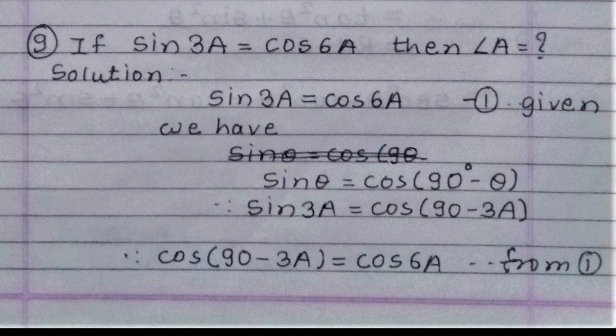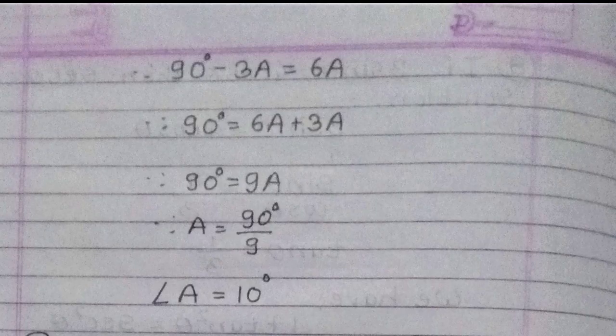So a simple equation, that is 90 degree minus 3A is equal to 6A. So 6A plus 3A is 90 degree. So 9A is equal to 90 degree. So A is equal to 90 upon 9, that is 10 degree.